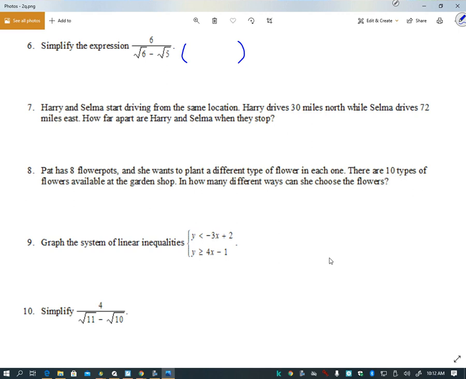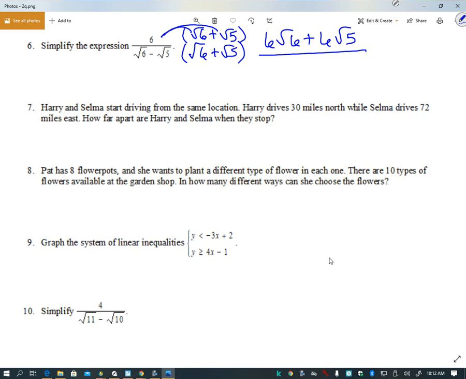All right? So I'm multiplying by the conjugate, in the top as well, because that would be equal to 1. So, what do I get in the numerator whenever I distribute the 6? 6 radical 6 plus 6 radical 5. So we're distributing here and here.